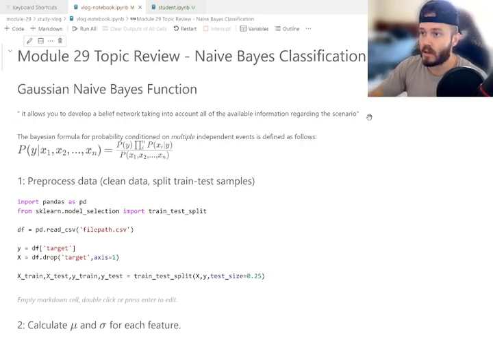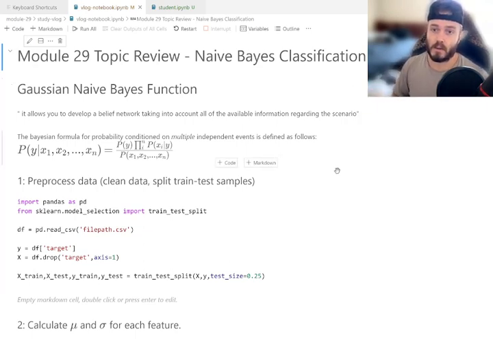All of that to say that naive Bayes classification is just another type of classification algorithm. My guess is that it belongs to a sort of family. In this module we particularly go over the Gaussian naive Bayes function, and it sounds like there are maybe other types of naive Bayes functions.